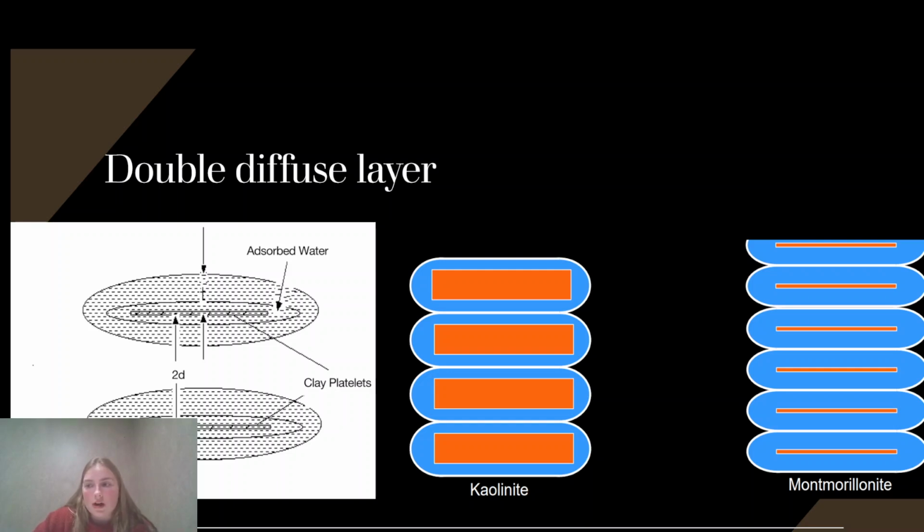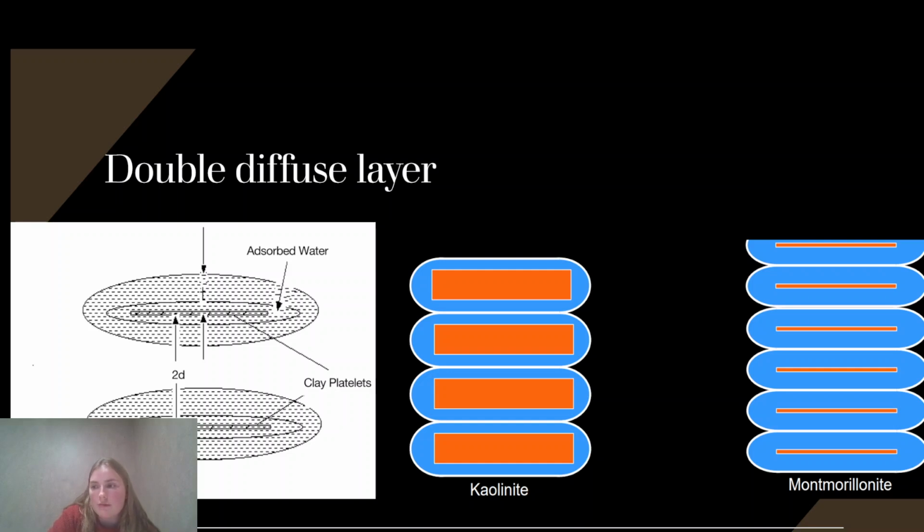So the double diffuse layer is a layer of water around these sheets of clay minerals. So the clay minerals, after they create their platelets, as you can see in the picture on the left, they have platelets. The most important thing to remember about this is that they are negatively charged around their surface. So the flat sides of the plates are negatively charged. The ends can be slightly more positively charged, but you'll get to that later.